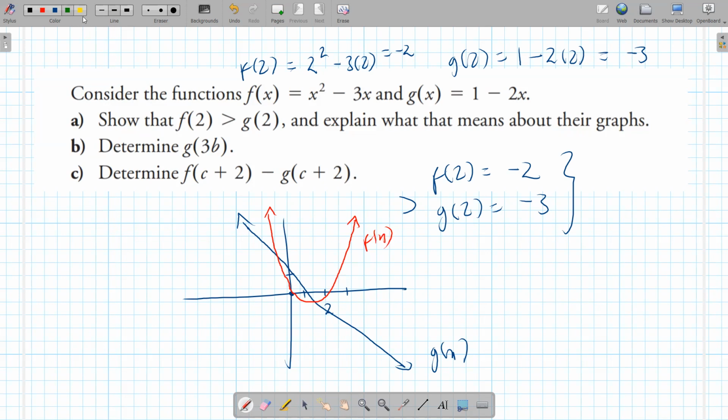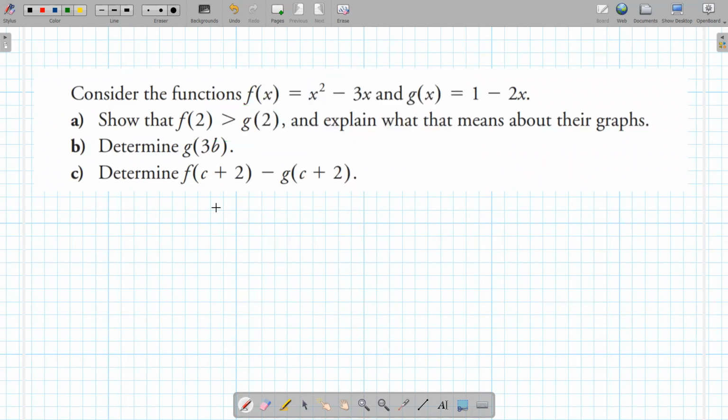Now let's look at what happens when the x value is 2. When the x value is 2, the y value of f of x, you see, is a little bit higher than the y value of g of x. So that's what this means. When the x value is 2, the y value for the f function is greater than the y value for the g function. Okay? It's not that bad, yeah?